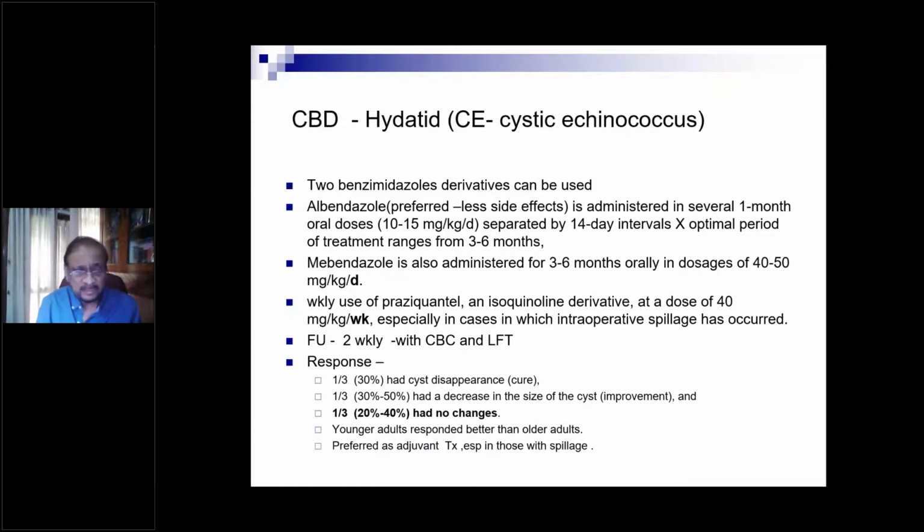What is the response rate? 1/3 cyst disappearance if you're using it not as an adjuvant, you're just using it as a primary therapy. 30% cysts disappear, 30% decrease in size, and 30% no change. Just remember, 1/3, 1/3, 1/3. That makes it 3/3, right? 3/3 basically means 1. So 1/3 cysts disappear, 1/3 just decrease in size, and 1/3 is absolutely no change. Younger adults respond better than older adults, and it is preferred as adjuvant treatment, especially in those with spillage.